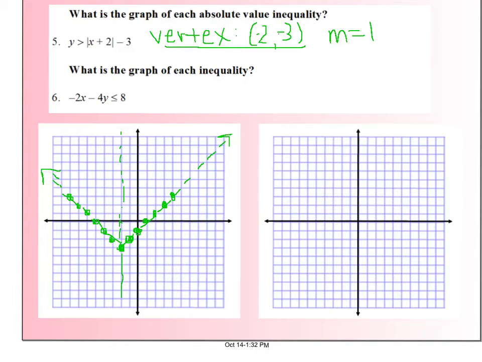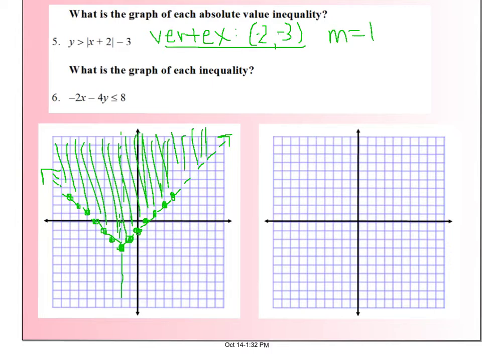The other thing I have to determine is where I'm going to shade. My symbol is greater than. Greater than means I'm going to shade above. Remember, greater than is higher than is above, so I'm going to shade everything above that function. Okay, so that's the first one done.